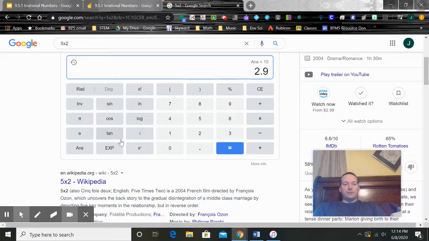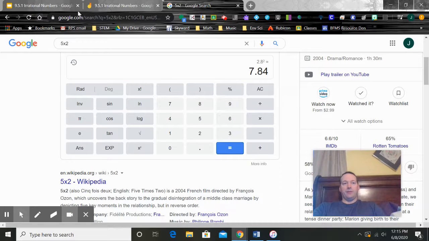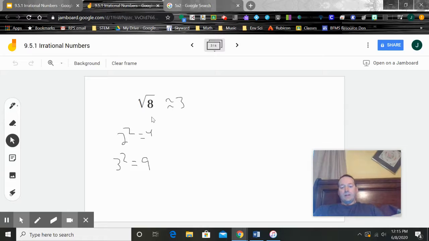So we're just going to do 2.9 squared. Oh, it's less than 8. So 2.9 squared is 8.41. So now let's do 2.8 squared. That comes out to be 7.84. So 2.9 squared was 8.41 and 2.8 squared was 7.84. So 8 is closest to 7.84. So to the nearest tenth, it's about 2.8.